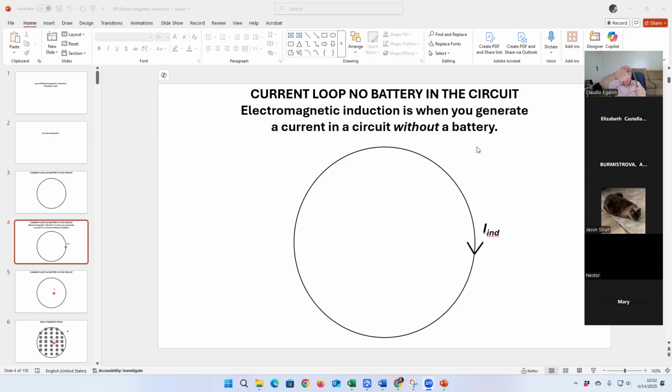Okay? There is a way. So what I'm saying about electromagnetic induction, I'm telling you that there is a way to make current flow in this circuit, within the circuit, without using a battery, without connecting it to a battery. That's what electromagnetic induction is all about. And how do we do that? It was discovered some time ago.